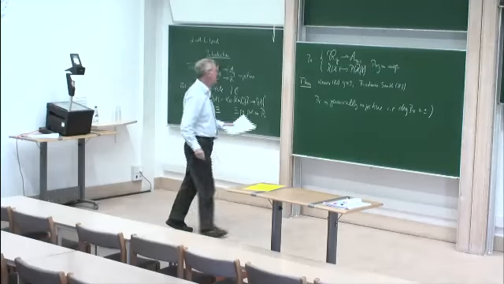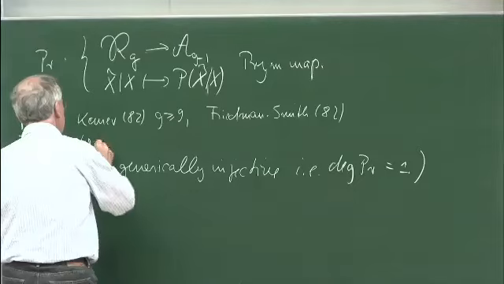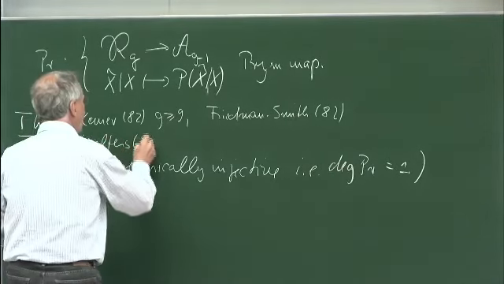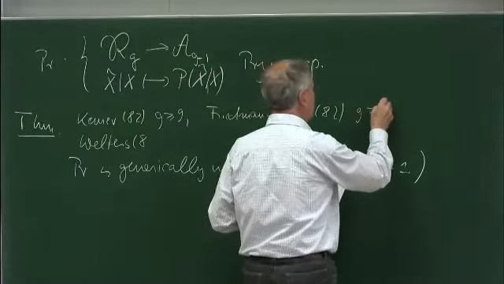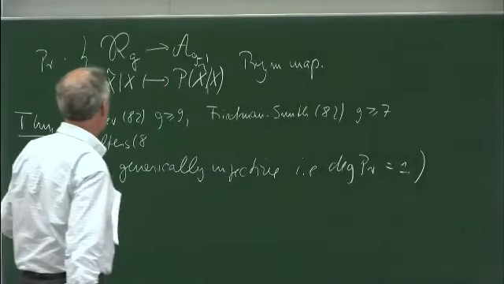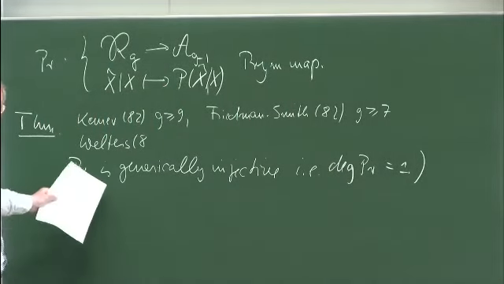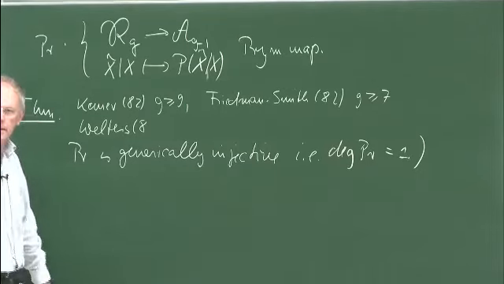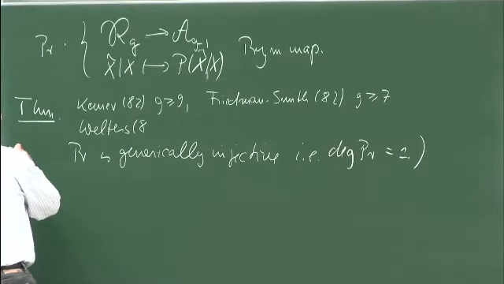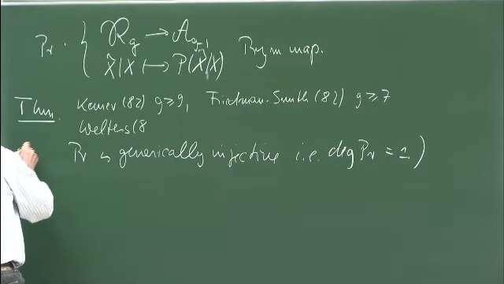Then later, Welters in '85. Actually, I should make the hypothesis here that g is greater or equal to 7. Otherwise, for obvious reasons, it's not injective. So g greater or equal to 7. I forgot this here.